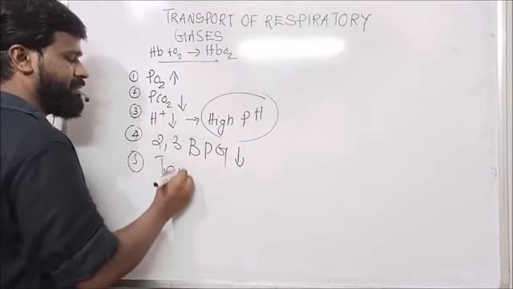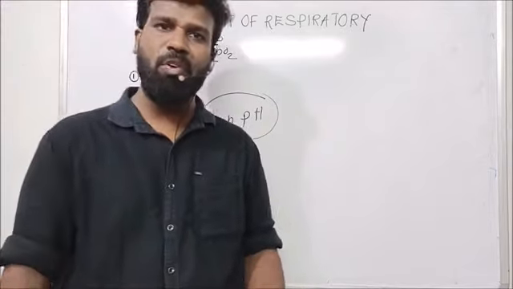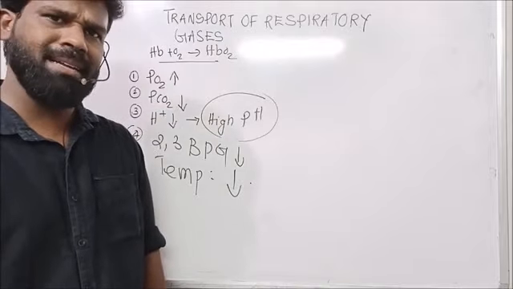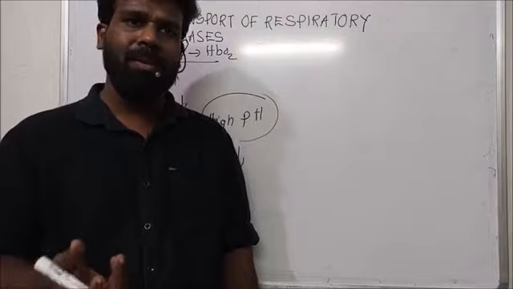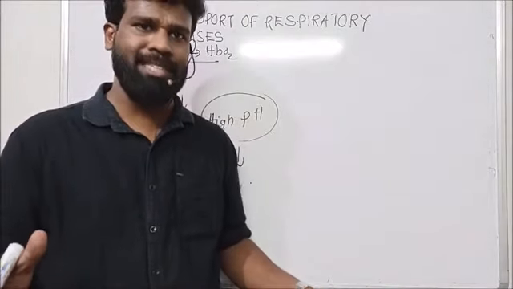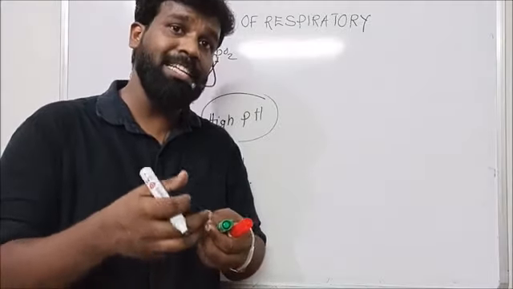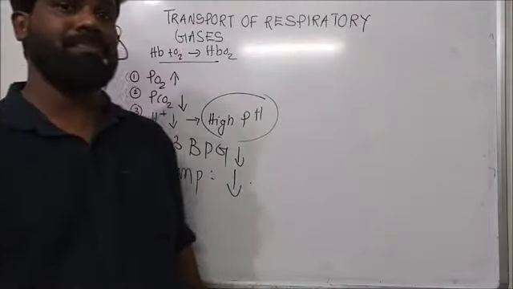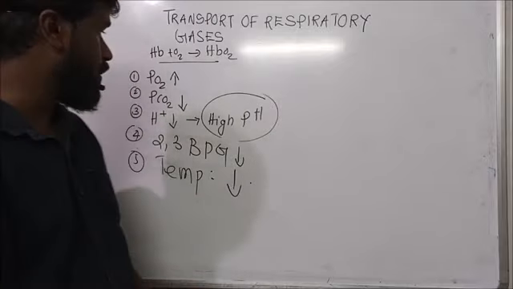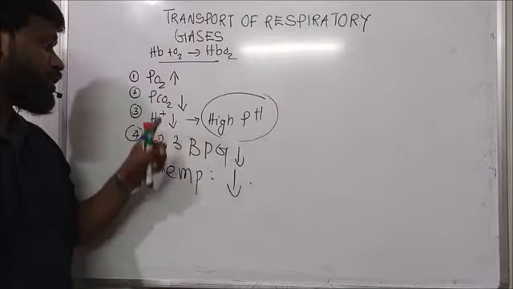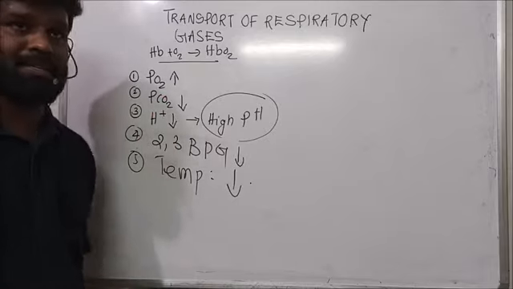Then the temperature. Low temperature is favorable for the association of hemoglobin and oxygen. Low temperature means that the medium requires a lesser amount of oxygen for metabolism because that region is not metabolically active. That means the dissociation rate is comparatively lesser. So these are the conditions favorable for the association of hemoglobin and oxygen: high PO2, low PCO2, low H plus ion, low concentration of 2,3-bisphosphoglycerate and low temperature.